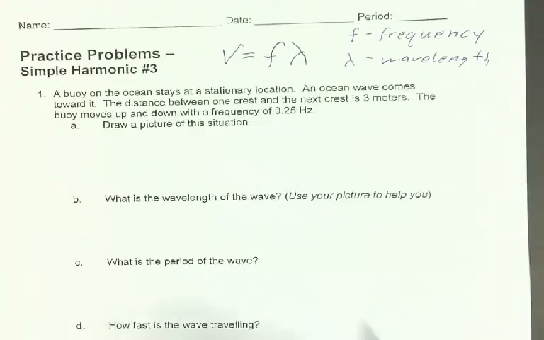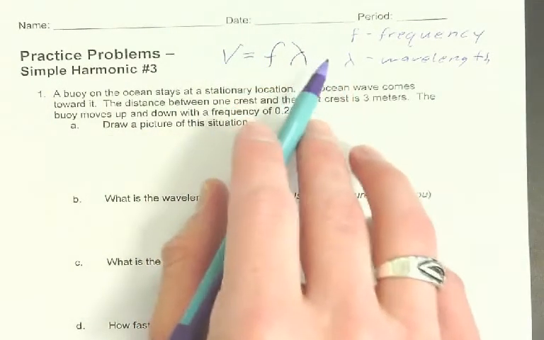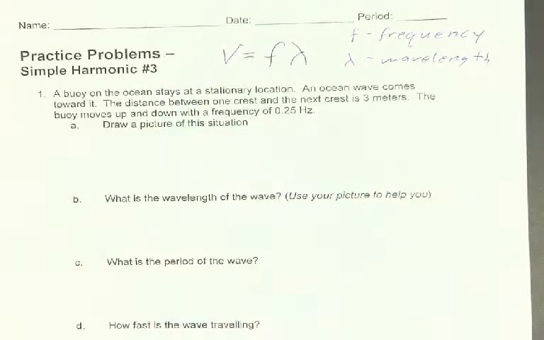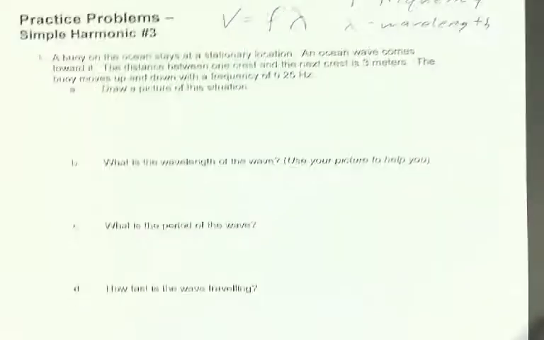So again, the equation we're going to be using is this: v equals f lambda. F is the frequency, lambda is the wavelength, and v is velocity, as you'd expect. Okay, so let's jump in here.